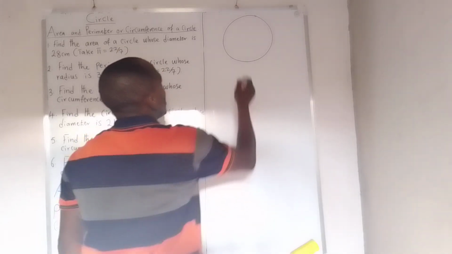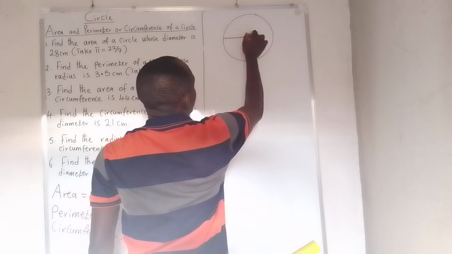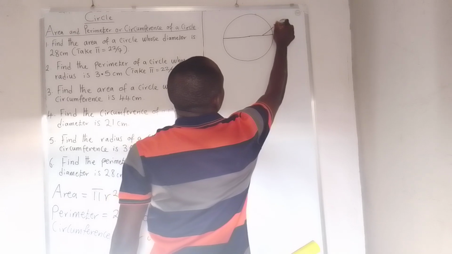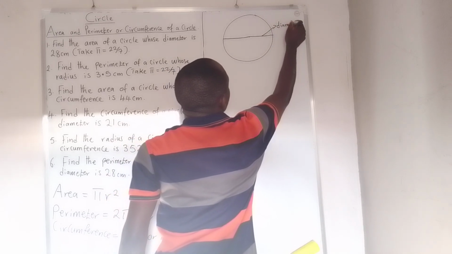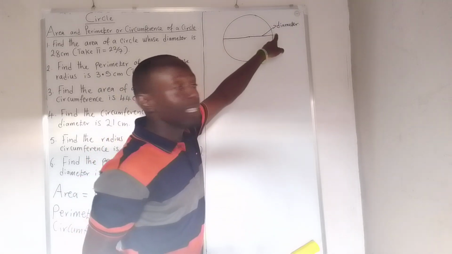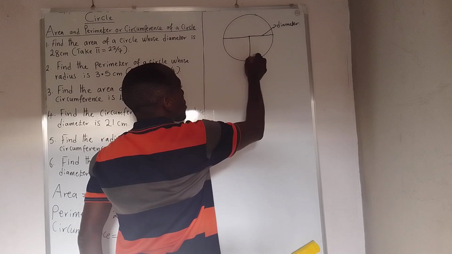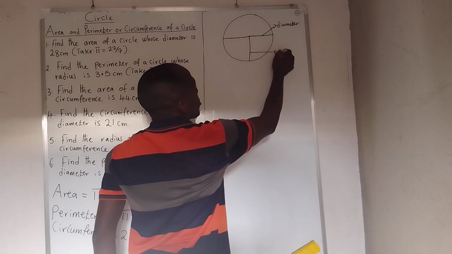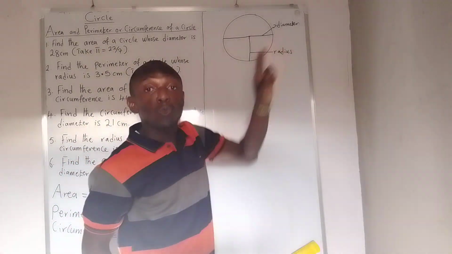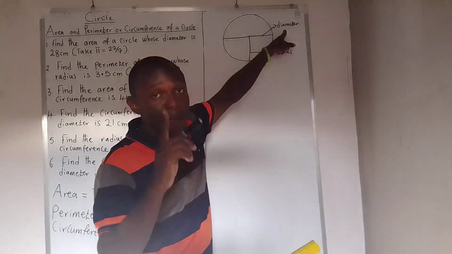Now, what about diameter? Diameter is a line from any point on the circle that cuts through the center of the circle to another point. This is what we call a diameter. Good. The distance from here to here is called our diameter, while from the center of a circle to any part of the circle is called the radius. From all indication, it means that diameter is twice the radius, or two radii make a diameter.